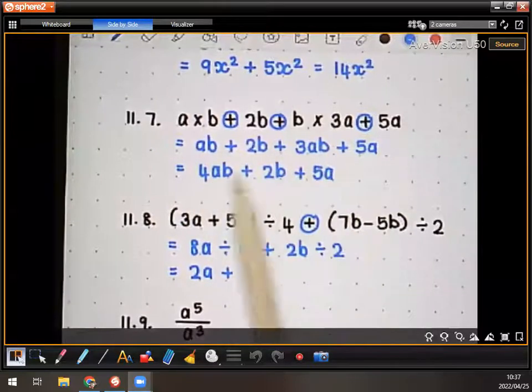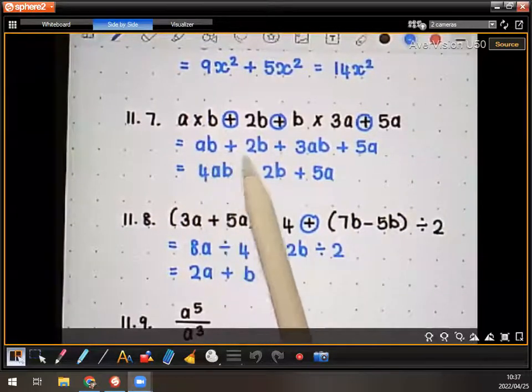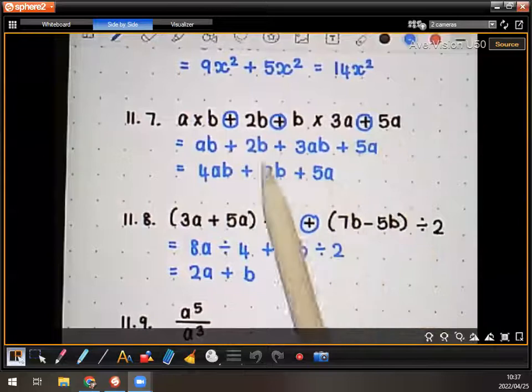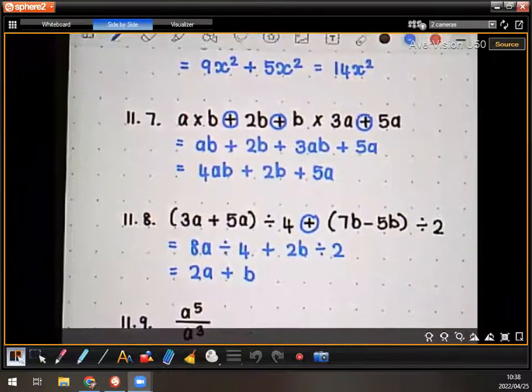So ab plus 3ab, that's 4ab. And then 2b and 5a, those aren't like terms. You can't add those to anything. All right, so we just need to write them in our answer again.